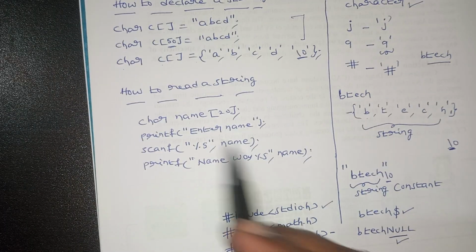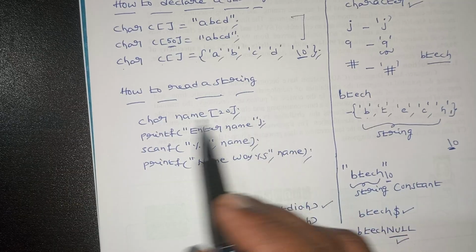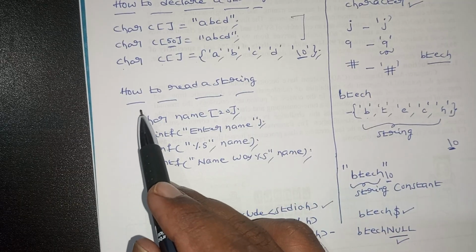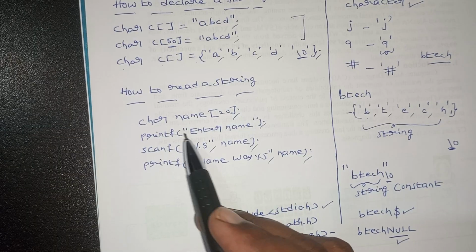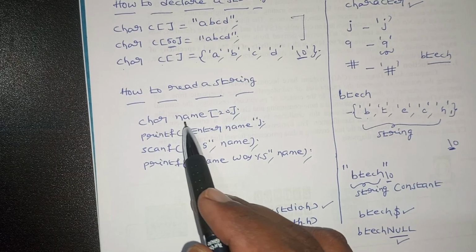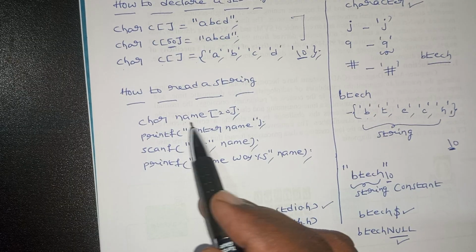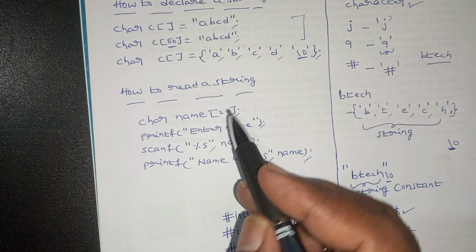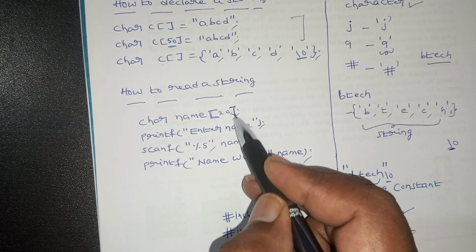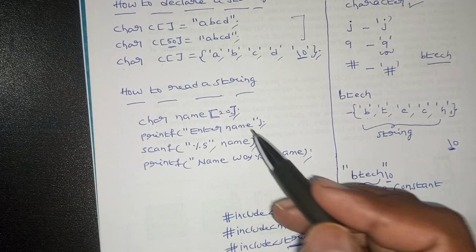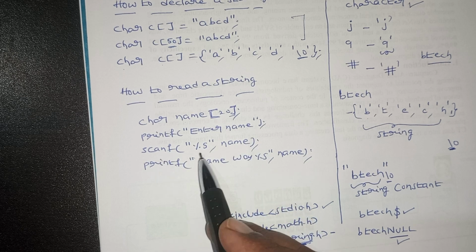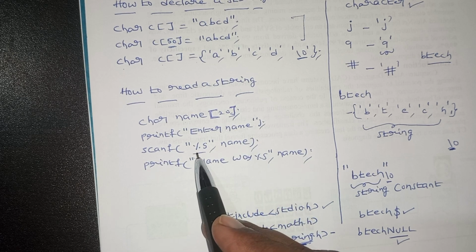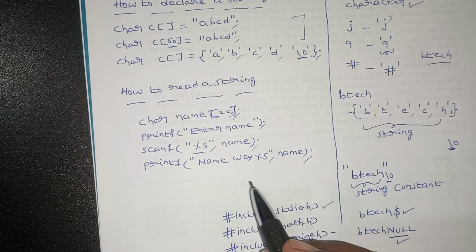Next, how to read a string. Actually, I'm not writing void main and #include here that you mentioned, and directly I'm taking the main logic. So char name. What is name? Name is the array variable. It is a 1D array actually. Why? Because I have only one square brace. Size equal to how much? 20. So printf enter a name. See, this is important. scanf %s. What is %s? It is the string format specifier.